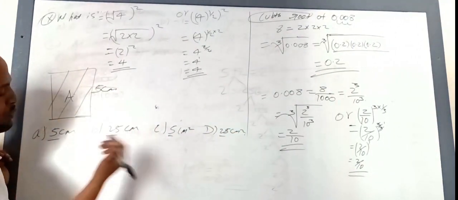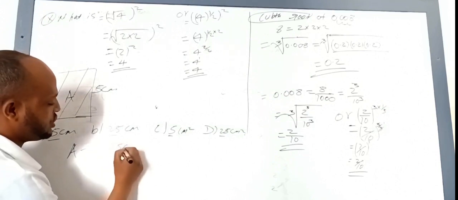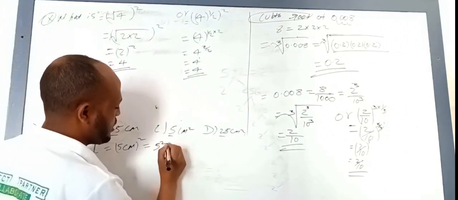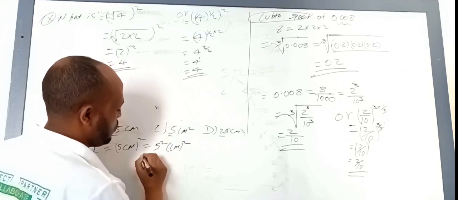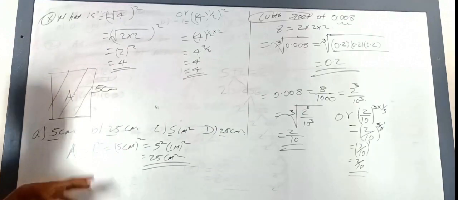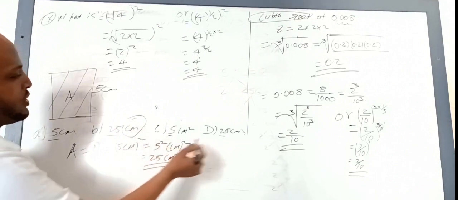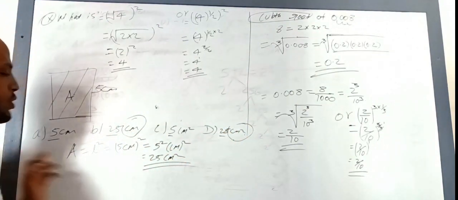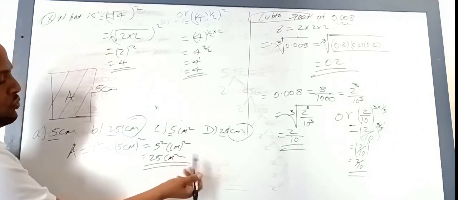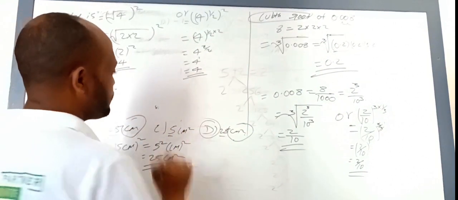When we do area, L square, which means 5 centimeter square, which is equal to 5 square times centimeter square, which is equal to 25 centimeter square. So for those grade labels, they might confuse this one and this one, right? This is centimeter square, so it will be 25 centimeter square. Why? The area, length times length, will be centimeter times centimeter, which is centimeter square. So that's all about this.